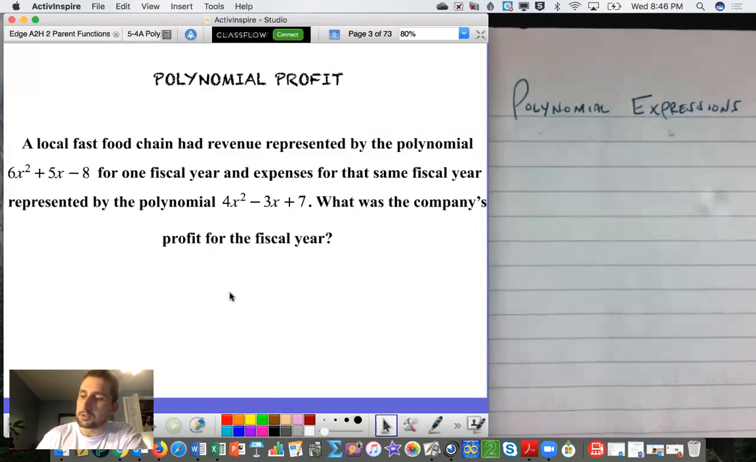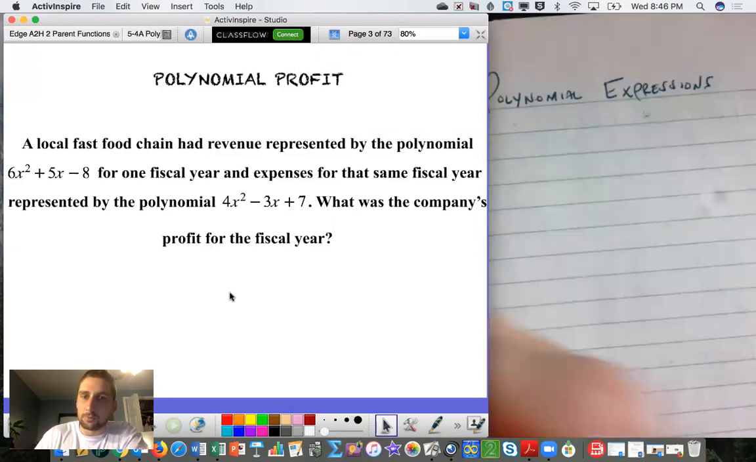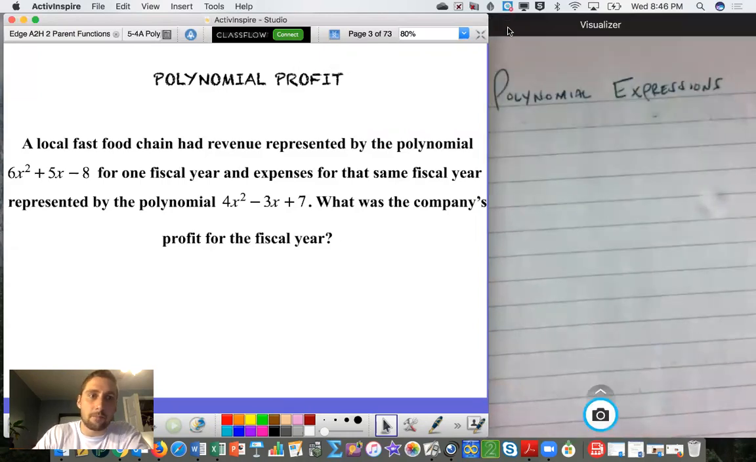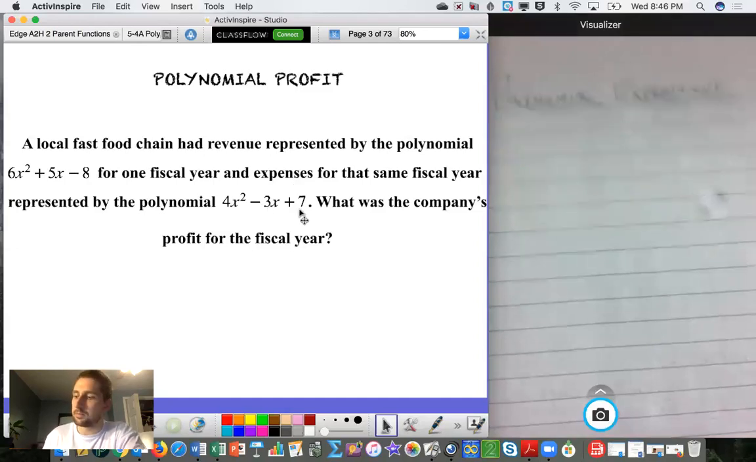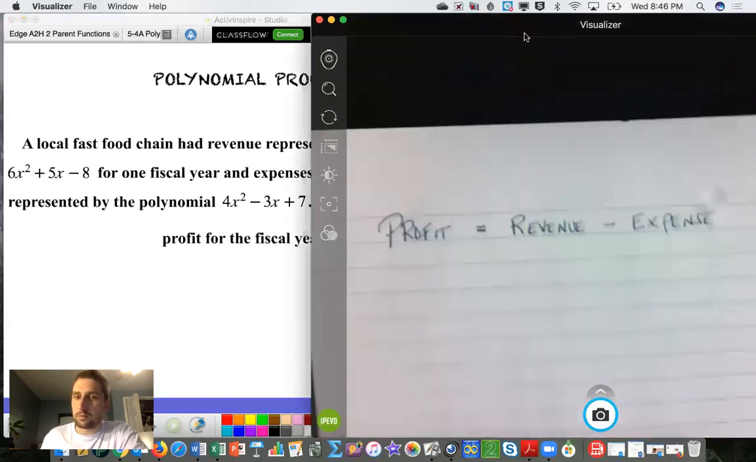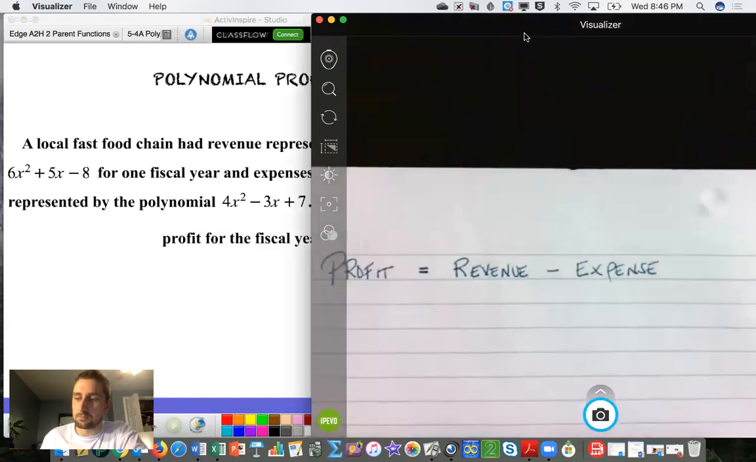So there's three things. They tell us our revenue. Our revenue is represented by 6x squared plus 5x minus 8. And they also tell us our expenses. Our expenses are represented by the trinomial 4x squared minus 3x plus 7. Going back to the other side, we know that profit is revenue minus expense.